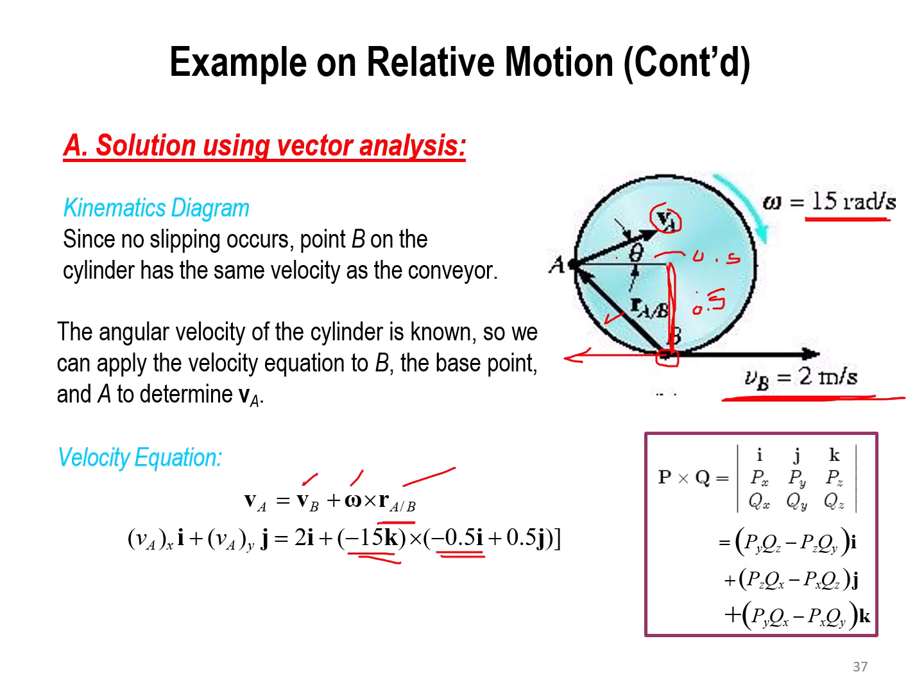k times i is j. Minus and minus, we're going to have positive. So we're going to have 15 times 0.5j. Then minus 15k times 0.5j: k times j is negative i. So negative times negative will be a positive value for the i component as well. So we can write it down like that, and then we can simply solve for the i's together and for the j's together. You will find the velocity at point A to be equal to 9.5 in the x direction and 7.5 in the y direction.